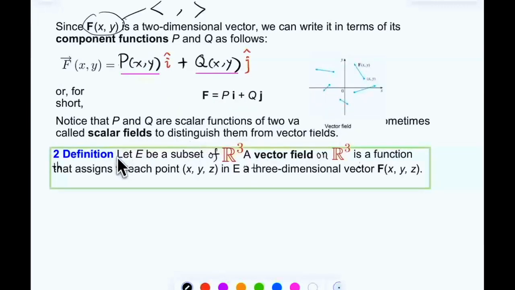Now this definition here just extends the definition to R3. If you have a set in R3, a vector field on R3 is a function that assigns to each point x, y, z in R3 in the domain of the function a three-dimensional vector F of x, y, z. So this one here is a three-dimensional vector. So R3 maps to V3.